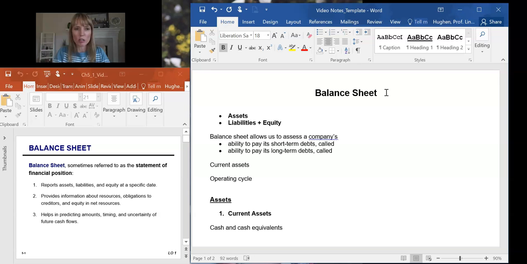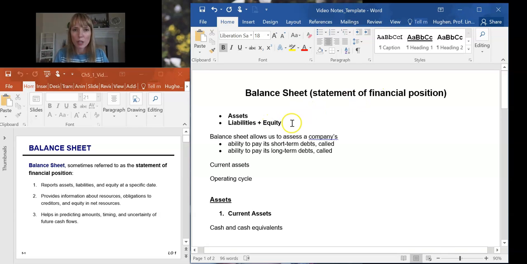The balance sheet, to start off, is also referred to as the statement of financial position. And that's because it means where the company stands at one moment in time. Remember, the balance sheet is our only financial statement that's exactly one point in time rather than covering a period of time. As we know, the balance sheet is comprised of assets, liabilities, and equity.